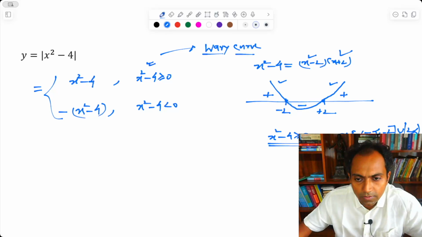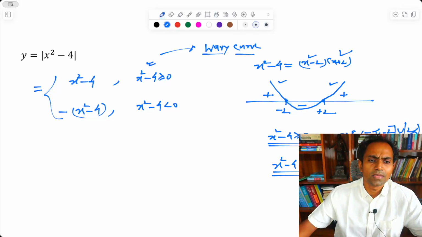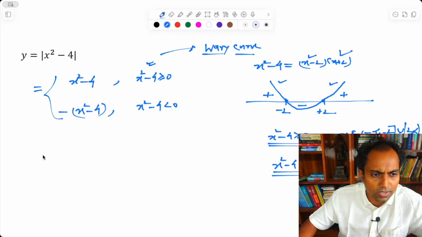This is what we will want. Similarly, if I flip it and write the answer for the next one, x square minus 4 is smaller than 0. In this scenario, my answer will become between minus 2 and 2, because for these values only it is becoming negative.